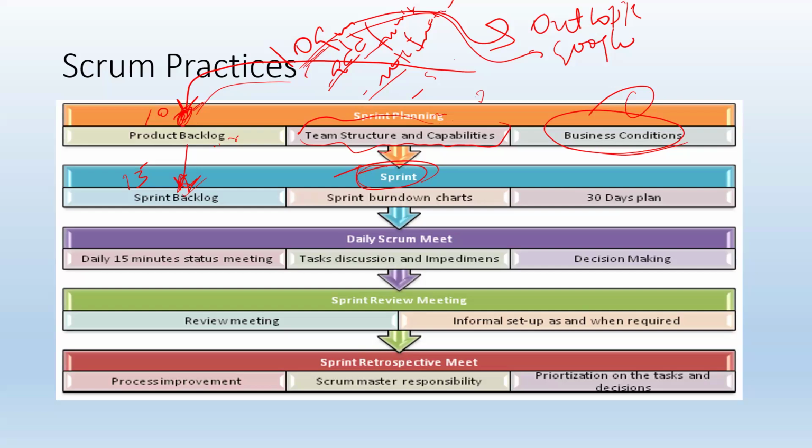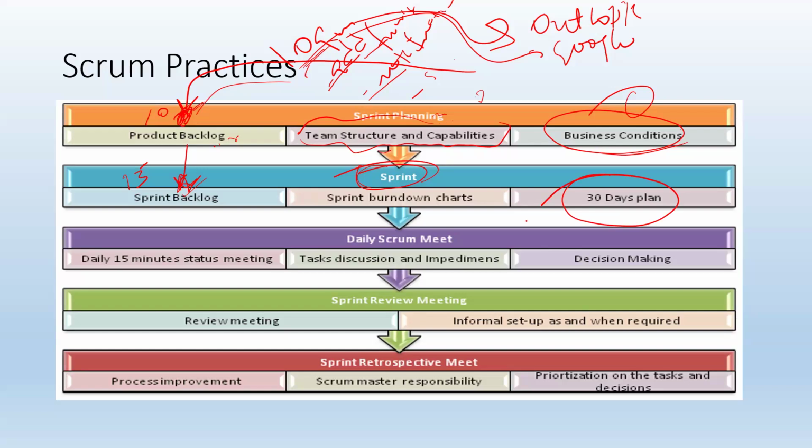We built it, but it's not working. So we can't commit 100 because of our team capabilities. We have to look at our business conditions. Out of 100, we can only take, let's say, 15 priority ones, and let them go into the sprint backlog. So those 15 will go to the sprint backlog. So here you can see it's within 30 days.